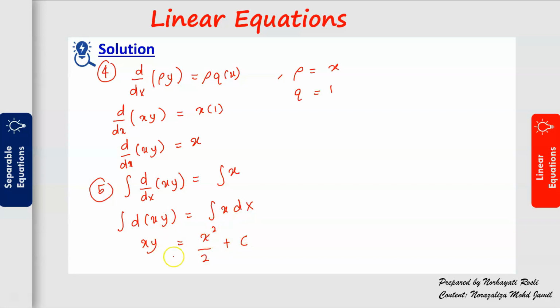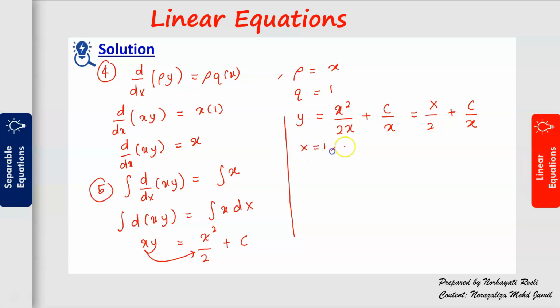Okay, and in this case, we can write y equals, moving this x to this side, x squared over 2x plus c over x, which gives x over 2 plus c over x. But class, this one is not yet finished, because what we got here is a general solution. We have an initial value problem given to us: x equals 1, y equals 0. So in this case, we need to substitute y and x so that we can compute this c.